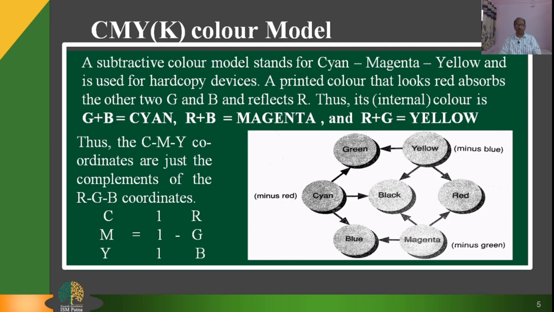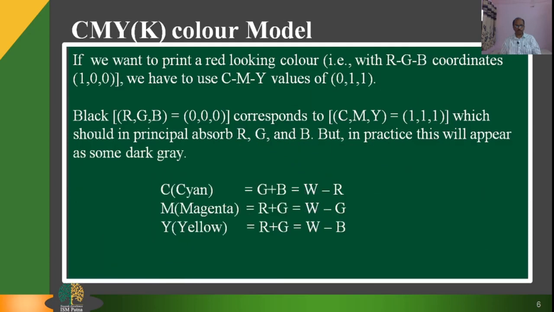As you see on screen, in matrix form C is equal to 1 minus R, M is 1 minus G, whereas Y is 1 minus B. So this is the formation of the CMYK color model. If we want to print a red looking color, that is with RGB coordinates 1, 0, 0, we have to use CMY values of 0, 1, 1. Likewise, black RGB 0, 0, 0 corresponds to CMY equal to 1, 1, 1, which should principally absorb red, green and blue, but in practice this will appear as some dark grey.